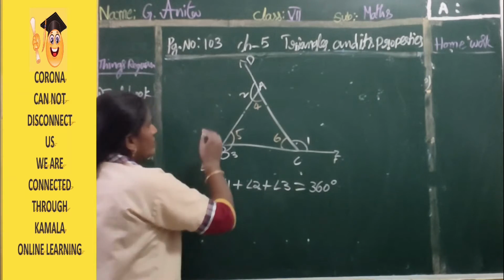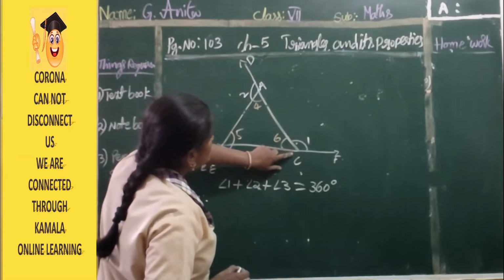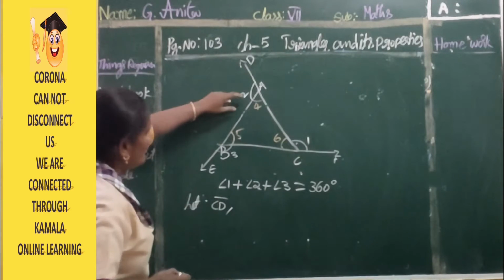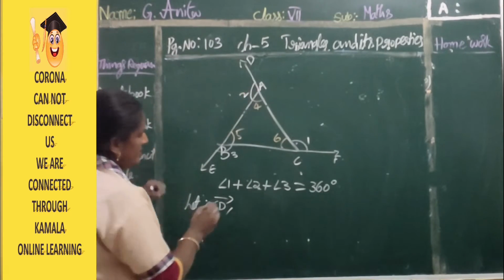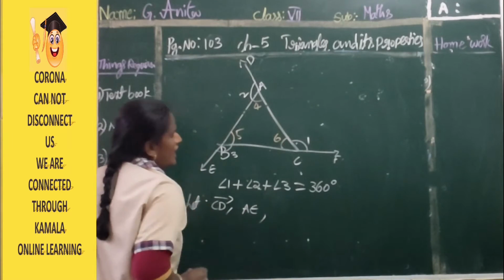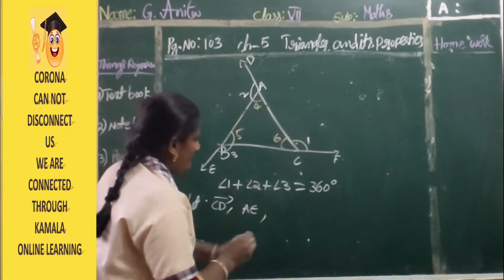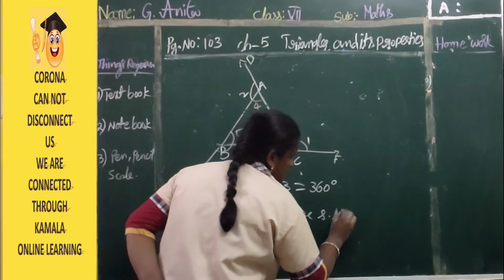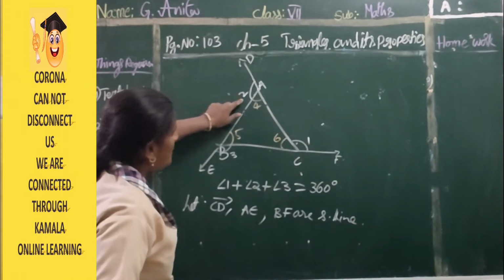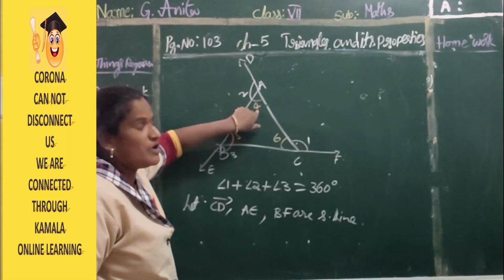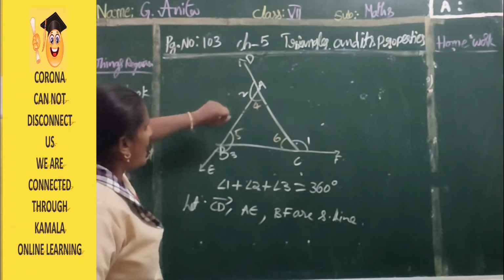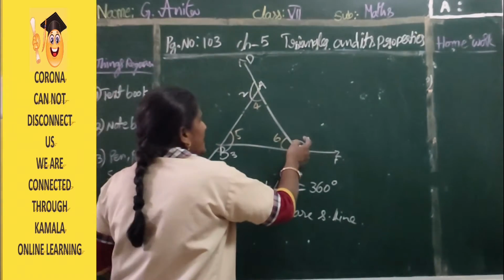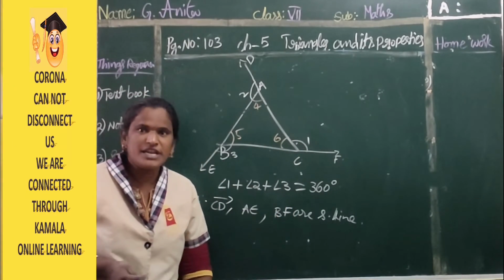So observe. First, I am assuming CD as a straight line, and one more, AE, and next, BF. These are the straight lines. In a straight line, angle 2 plus angle 4 is equal to 180 degrees because it forms a linear pair. Next, angle 3 plus angle 5 forms a linear pair. Next, angle 1 plus angle 6 is 180 degrees. It forms a linear pair.